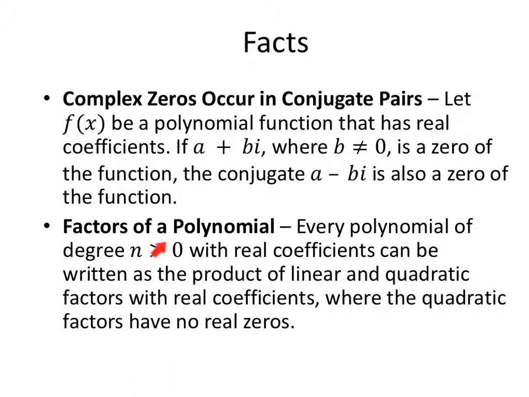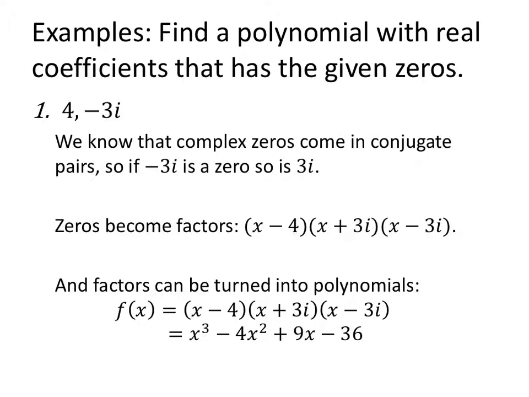So, factors of a polynomial. Every polynomial of degree n greater than 0 with real coefficients can be written as a product of linear and quadratic factors with real coefficients, where the quadratic factors have no real zeros. This is going to help us in a variety of ways. We're going to see this again with partial fraction decomposition, one of my most favorite topics in all of algebra, that will be useful again in calculus. All right, so linear and irreducible quadratic factors.